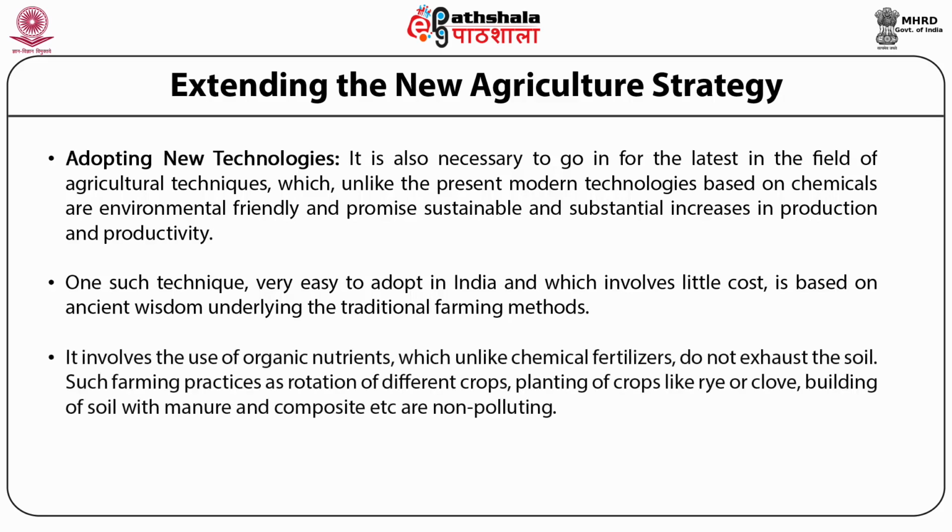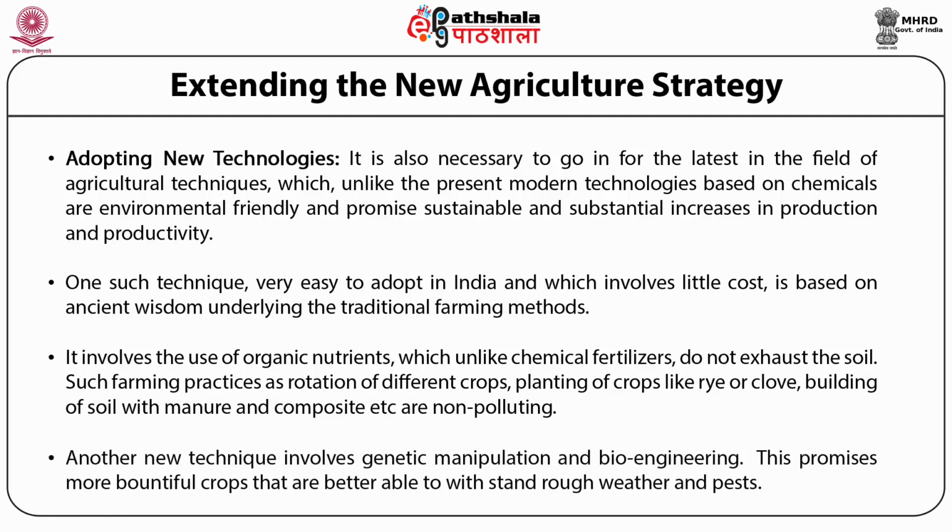It involves the use of organic nutrients, which, unlike chemical fertilizers, do not exhaust the soil. Such farming practices as rotation of different crops, planting of crops like rye and clover, building of soil with manure and compost, etc., are non-polluting. Another new technique involves genetic manipulation and bioengineering. This promises more bountiful crops that are better able to withstand rough weather and pests.